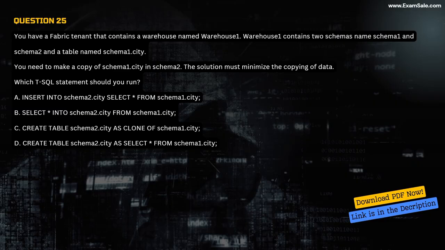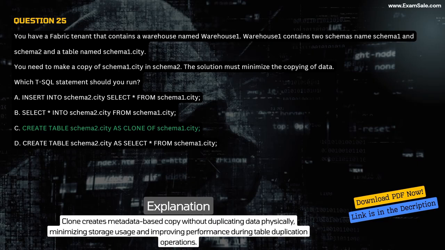Correct answer C. Create table Schema 2.city as clone of Schema 1.city. Explanation. Clone creates a metadata-based copy without duplicating data physically, minimizing storage usage and improving performance during table duplication operations.